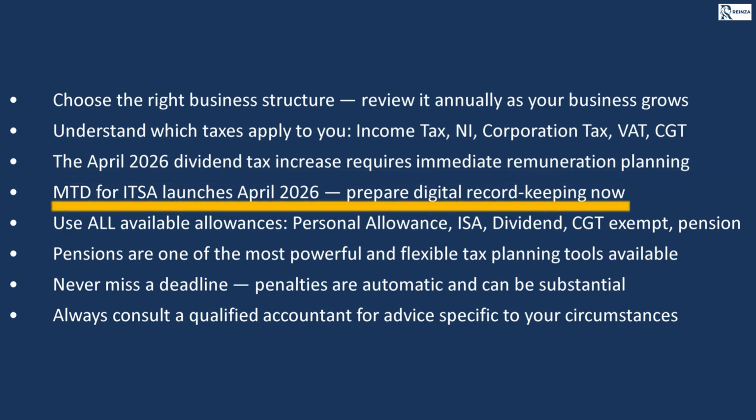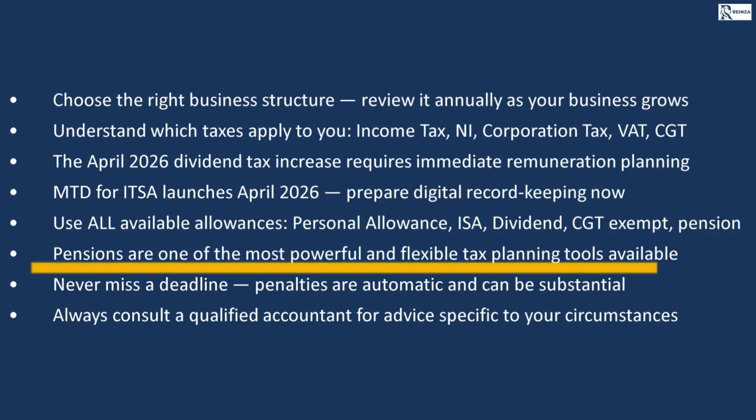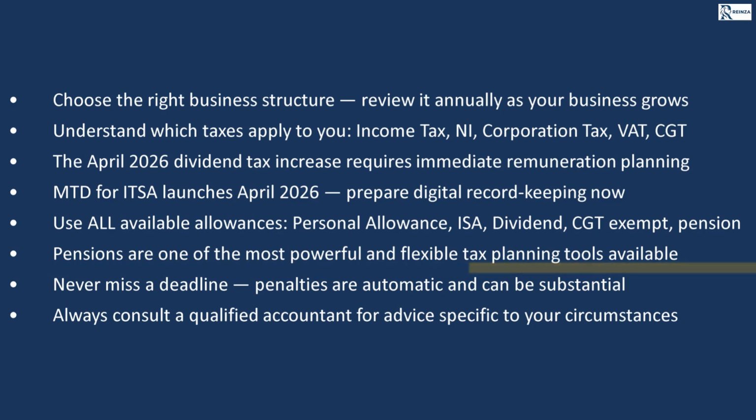Fourth, Making Tax Digital for Income Tax Self-Assessment launches in April 2026. Start preparing your digital record keeping now. Fifth, use all available allowances: personal allowance, ITSA, dividend allowance, CGT exempt amount, and pension contributions. Sixth, pensions are one of the most powerful and flexible tax planning tools available. Make sure you are using them effectively.